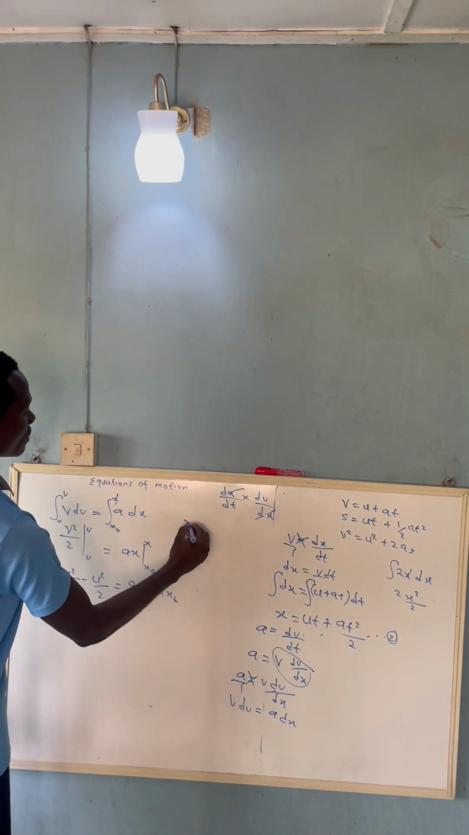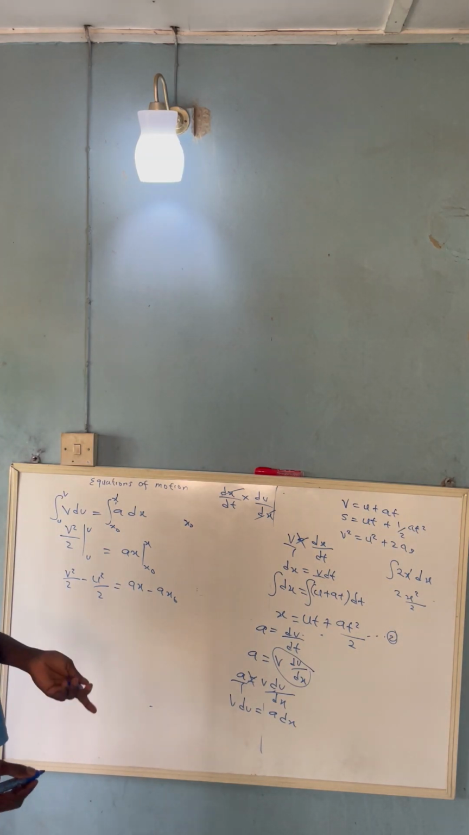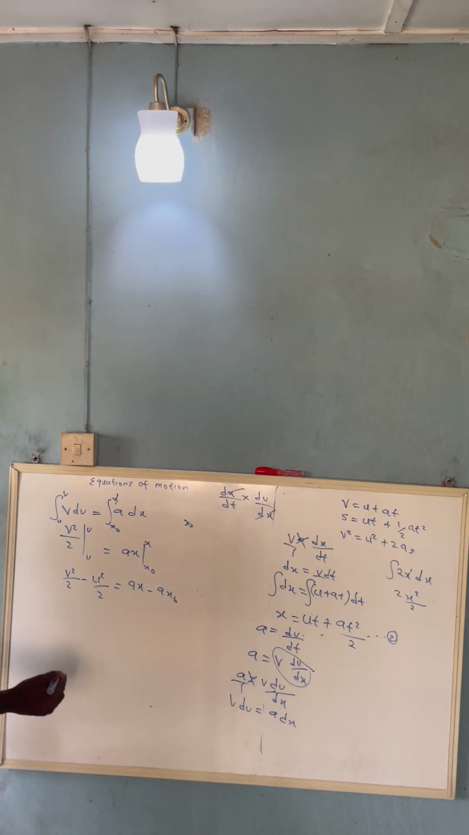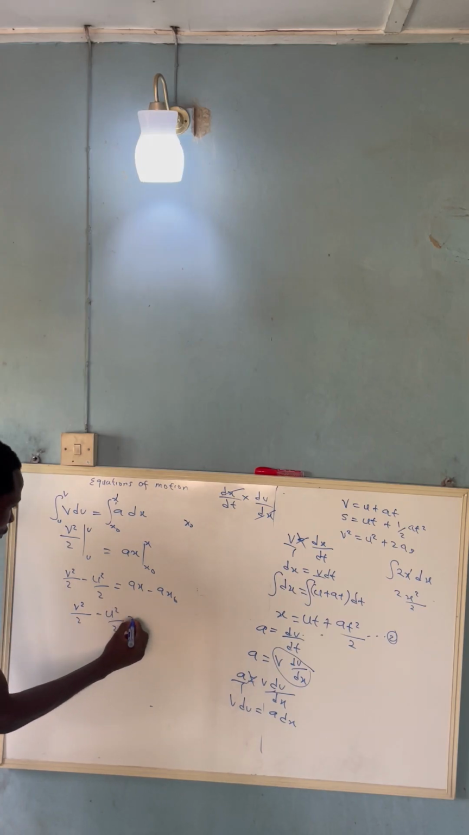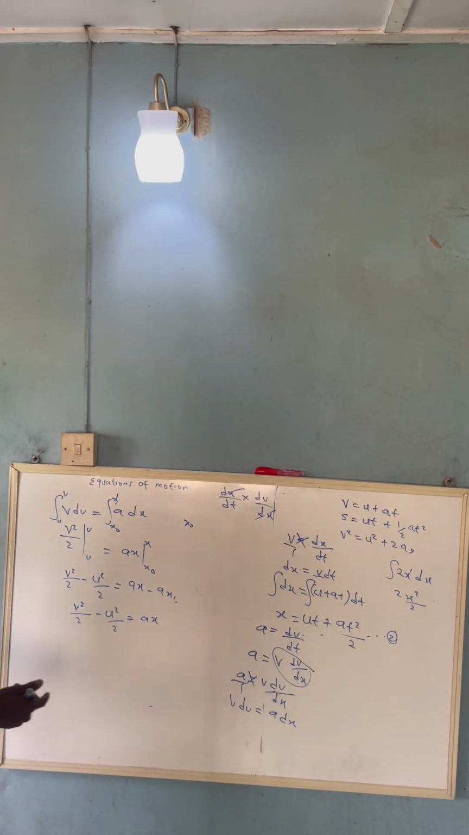So what is x naught? X naught is the initial displacement. That means before your body starts moving, the displacement is 0. So x naught is 0, and a times 0 is 0. So we now have v squared over 2 minus u squared over 2 is equal to ax. This is already 0, so there's no need for us to attach that.